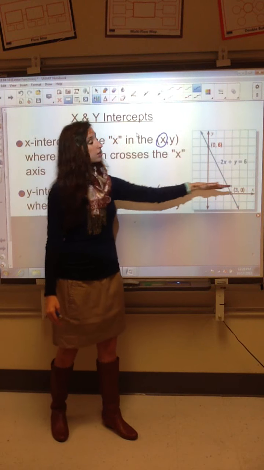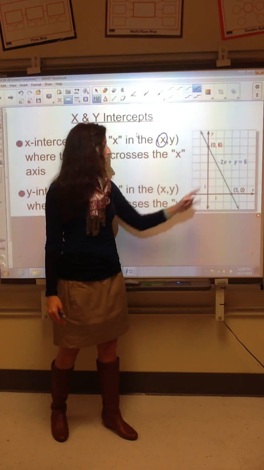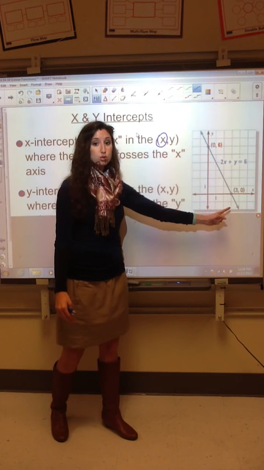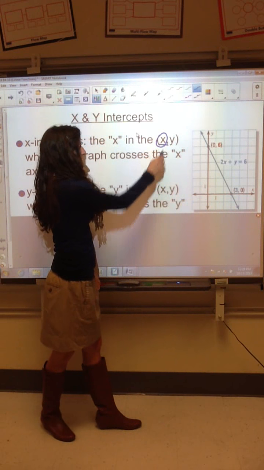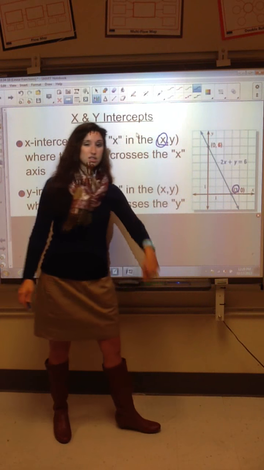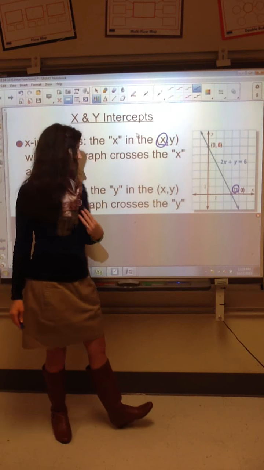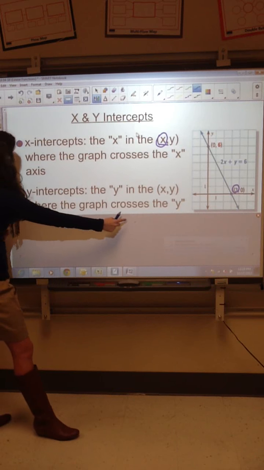So if you can take a look in your notes, here's our graph. Where exactly does this line in blue touch the x-axis? I only care about the x-coordinate, so the x-coordinate is 3. All right? So we know our x-intercept is going to be 3.